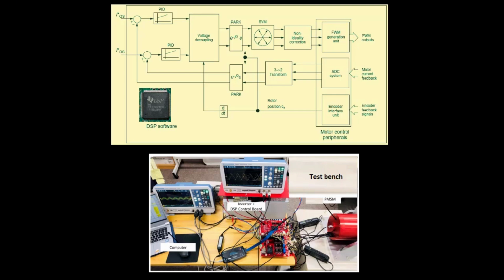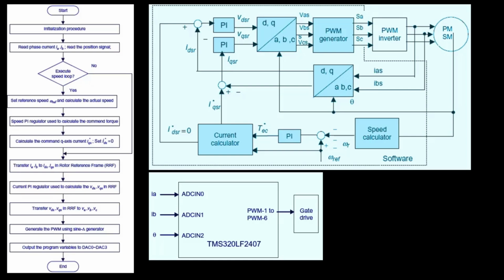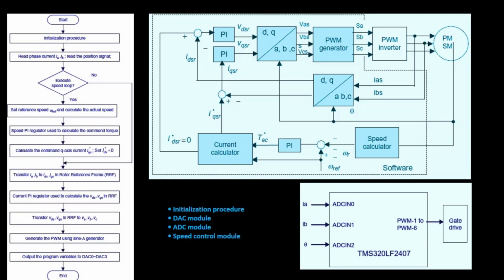The LF2407 is used as the controller to implement speed control of the PMSM system. Three input channels are selected to read the 2-phase currents and the resolver signal. The DSP output pins, PWM1 to PWM6, are used to supply the gating signals to the switches and form the output of the control part of the system. The control program of the PMSM has one main routine and includes 4 modules.